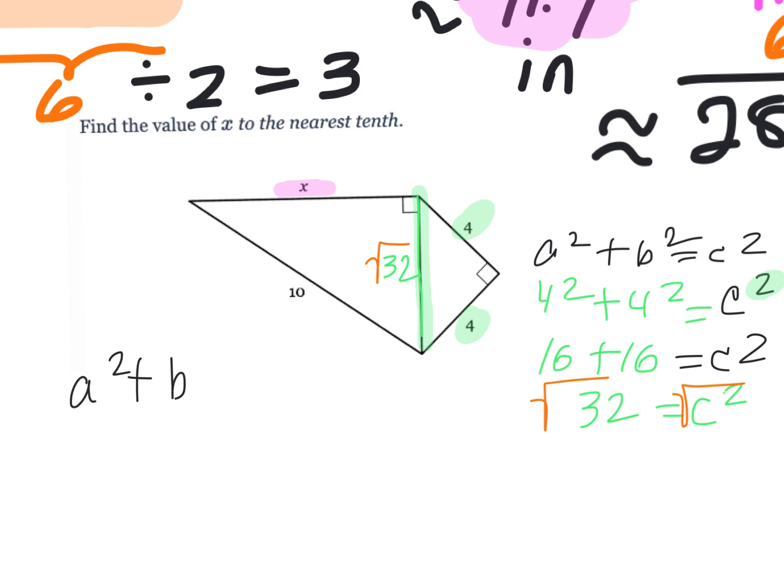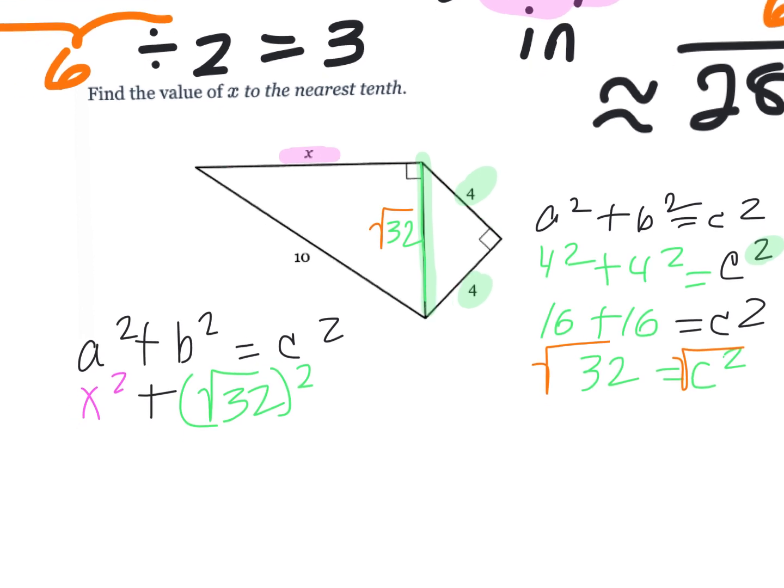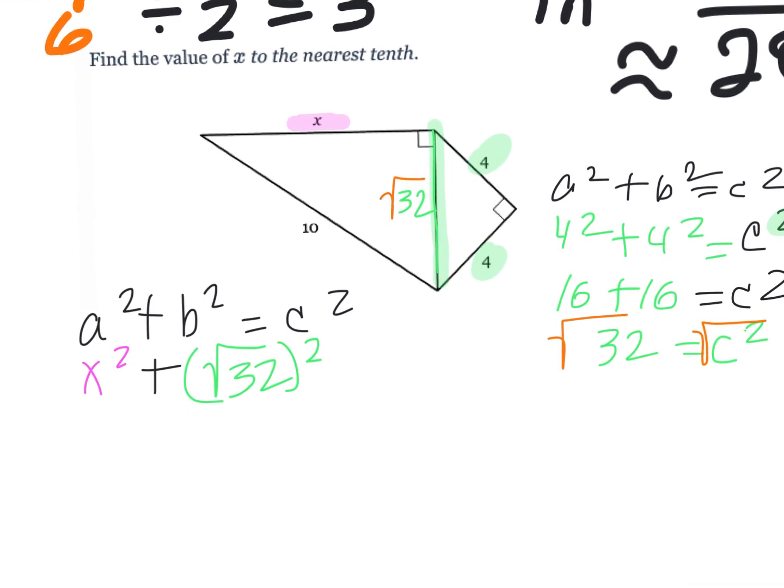Well, because now when I do a squared plus b squared equals c squared in the second part of my triangle, what do you get if you do radical 32 times radical 32? You just get 32, right? Because whenever you multiply the square root of something by itself, the square root and the square cancel each other out. So that's really less work for you to just do it that way.